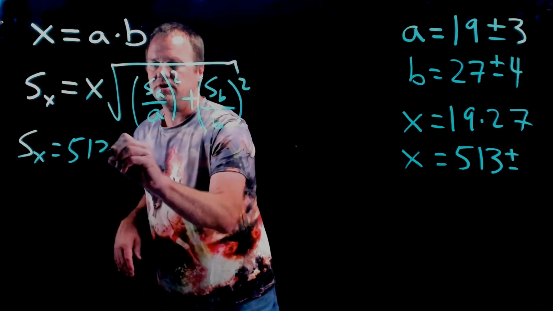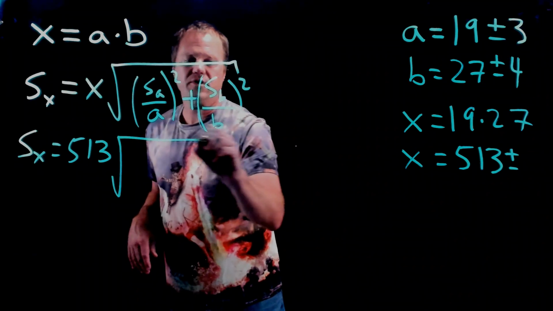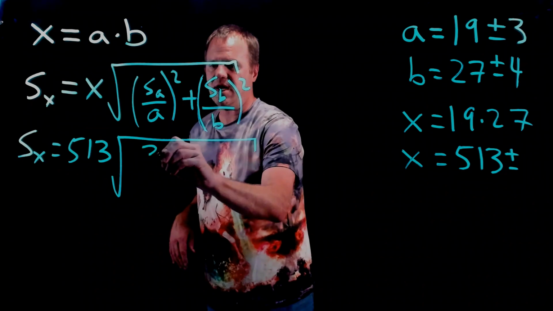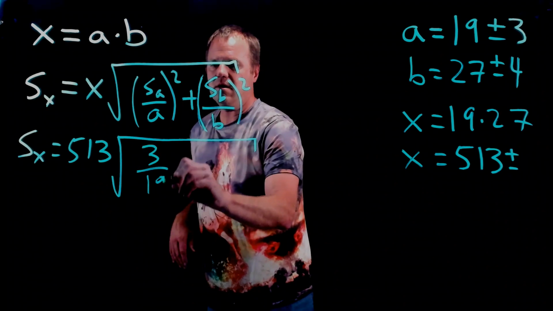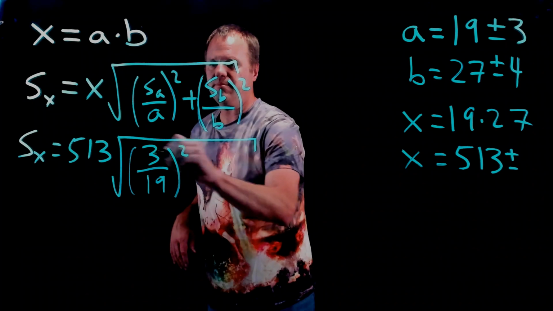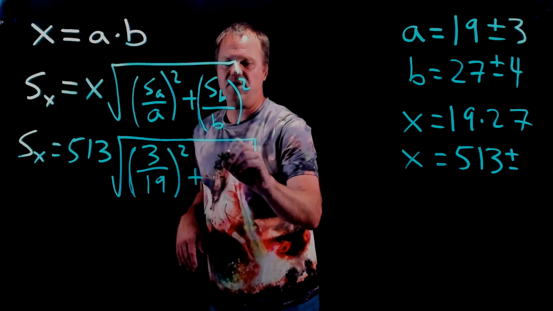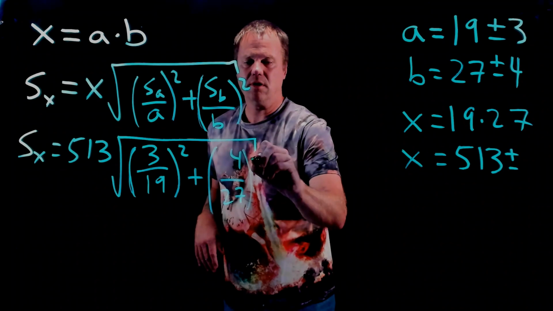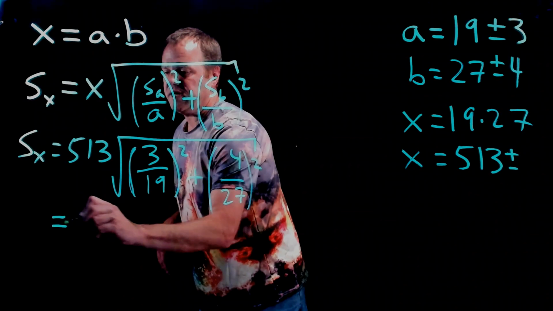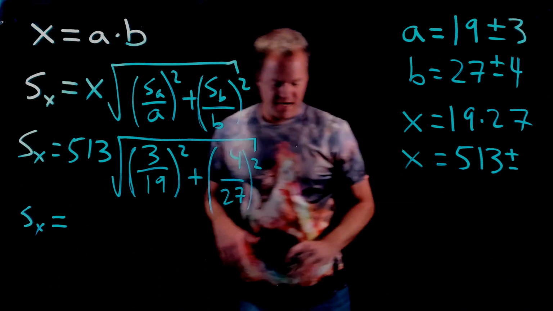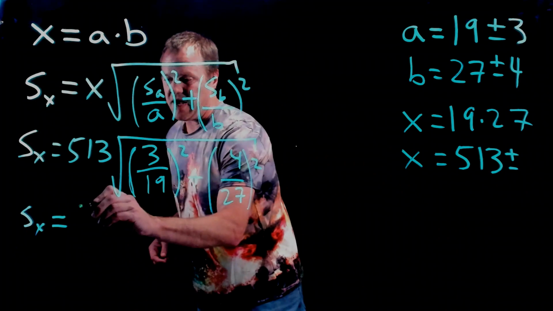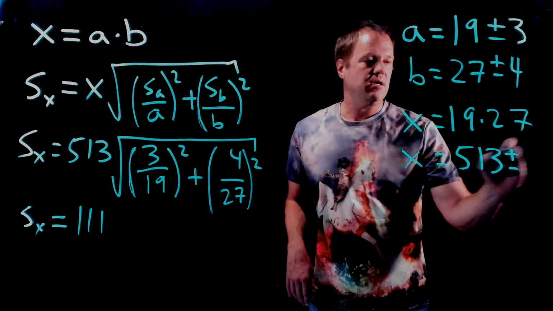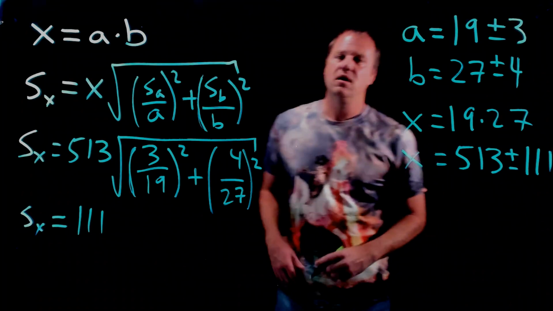So X is the result of the calculation, 513. And then I take uncertainty in A, which is 3, divide by A, square that, and I do the same thing with B. So 4 over 27 squared, and I throw that into my calculator, and it spits out nowhere near 12, but in fact 111. So the correct uncertainty in the calculated value would actually be 111.